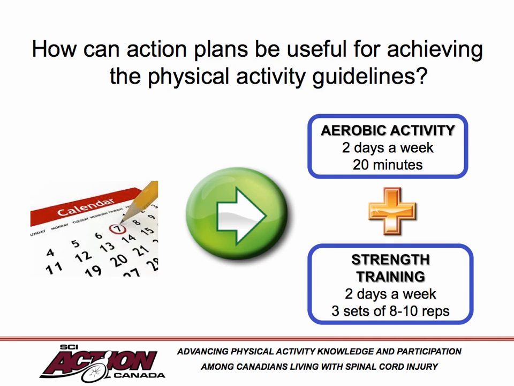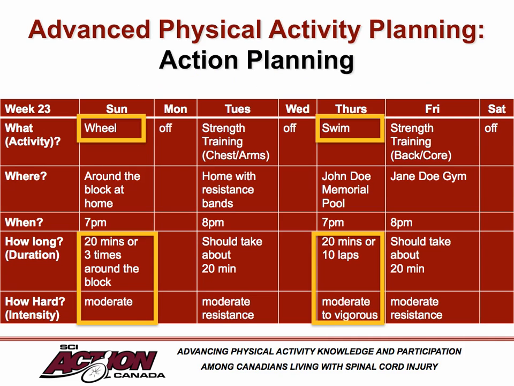Action plans can be useful for helping your clients keep track of how many days of aerobic and strength training activity they do. They should aim for 2 days of aerobic activity and 2 days of strength training activity each week. Let's look again at the previous action plan example.